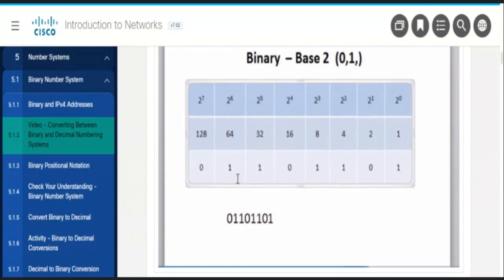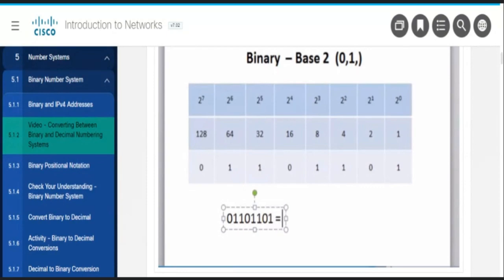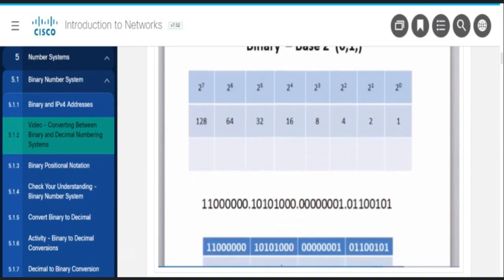I have a 64 and I have a 32. 64 plus 32 is 96. Plus I have an 8, that makes 104. Plus 4 makes 108. Plus 1 makes 109. This number converted to decimal is the number 109. Now let's look at a full IP address in binary. I'll go to my next slide.